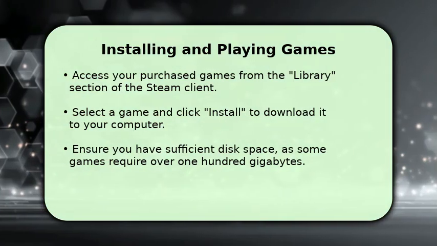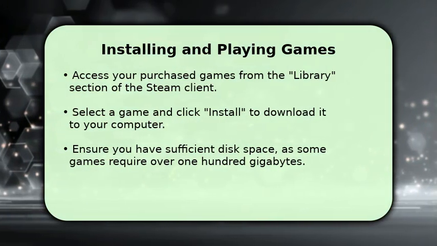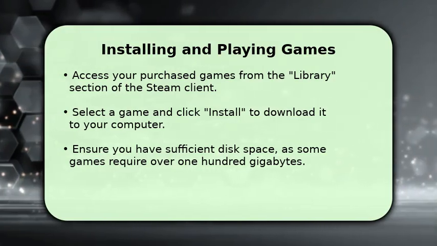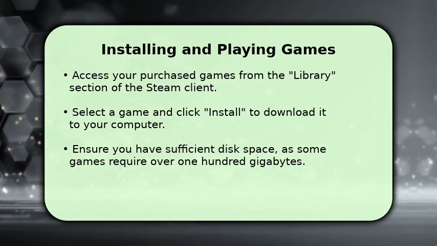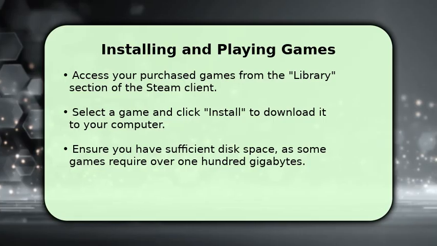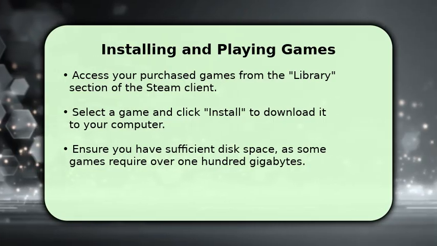With games purchased, head over to your library within the Steam client. Here, you'll see all the games you own, ready for installation. Simply select a game and click the Install button. Steam will then download the game files to your computer.